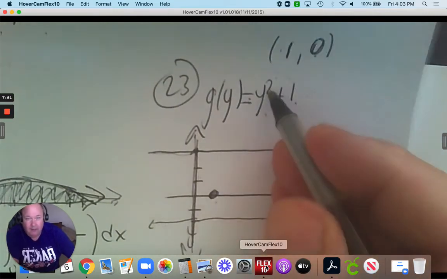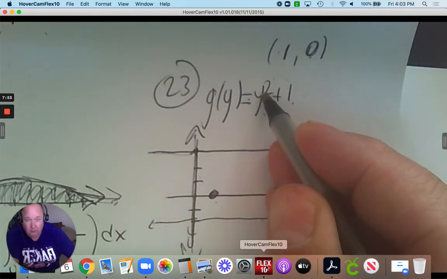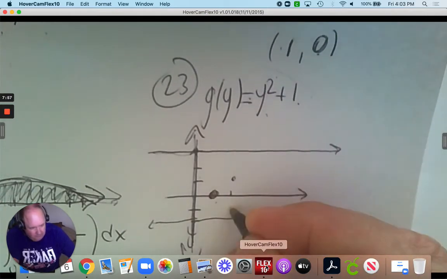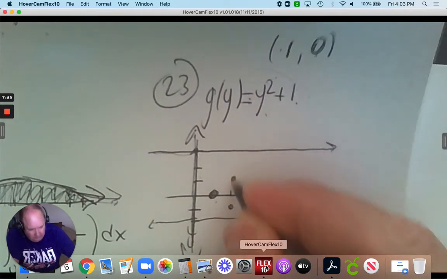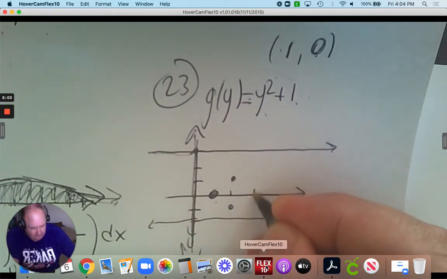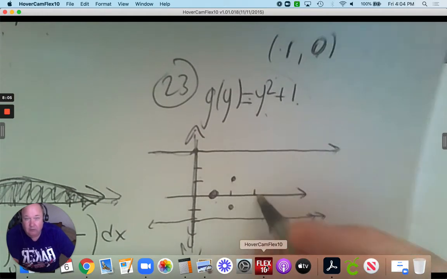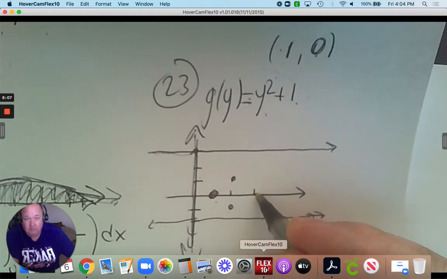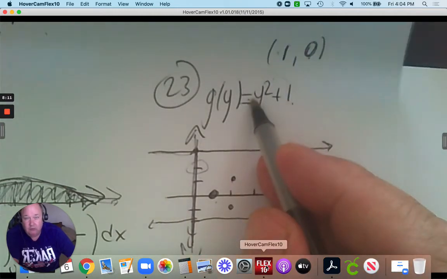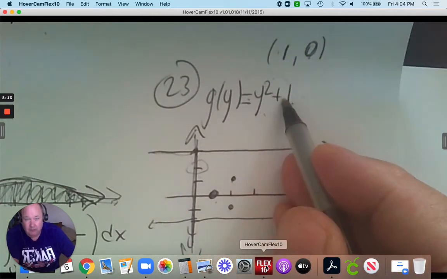We can find more points if you want. So if y is 1, y squared plus 1 is 2. So 2, 1. And it's symmetrical. So down here would be the same value down here. If I do it again, so here, this is 3. So what would happen if the y value was 2? 2 squared plus 1, that's 5.